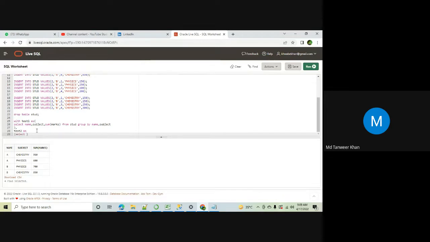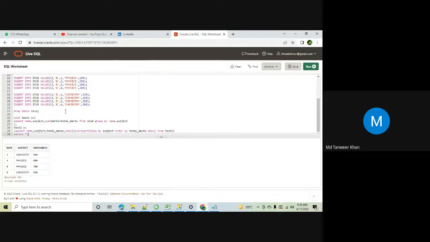So now select and keep it as total ones, name, subject, partition over, order by total marks, test.